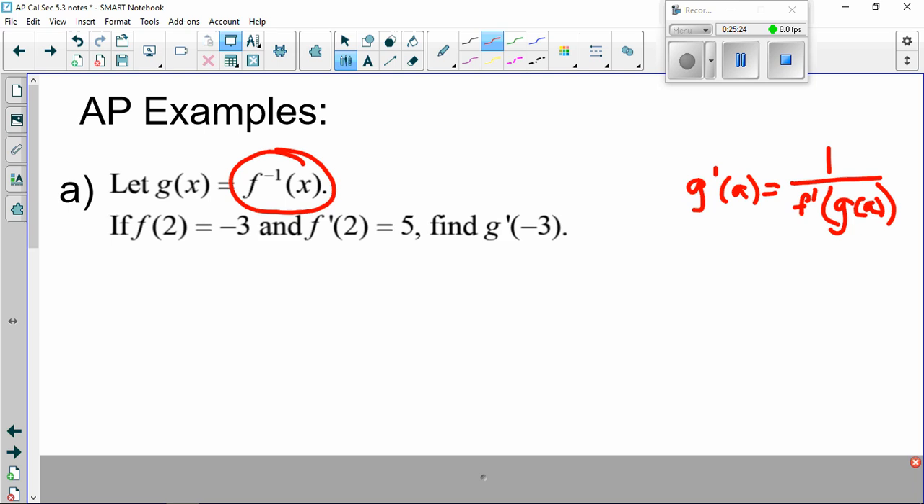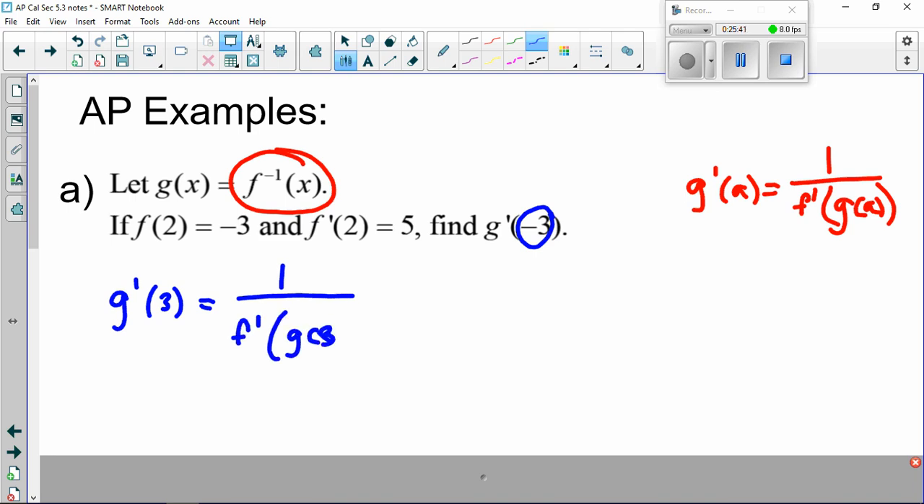So what do we need? We need g of a. So in this case, what are they asking us to plug in? They're asking us to plug in negative 3. So g prime of negative 3 will be 1 over f prime of g of negative 3. Well, first we need g of negative 3. So we figure that out the way that we figured it out before.